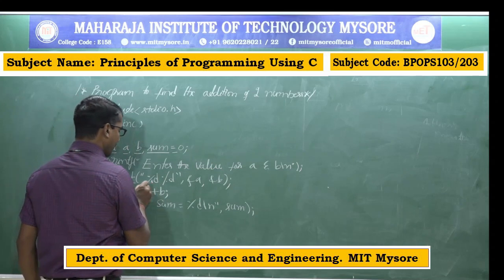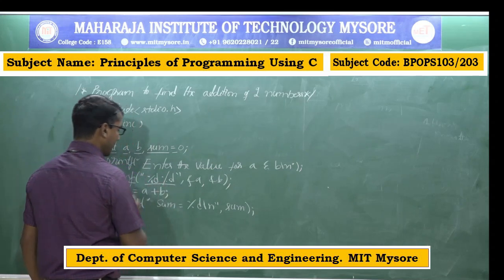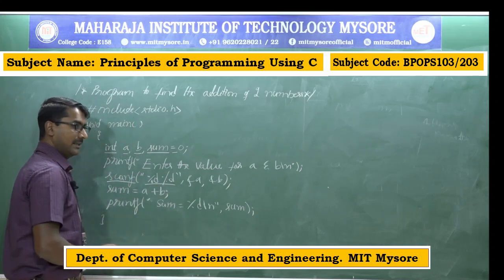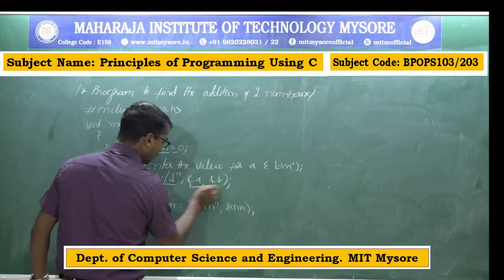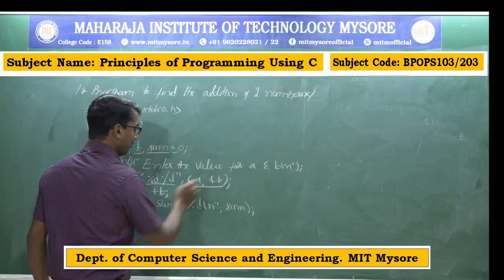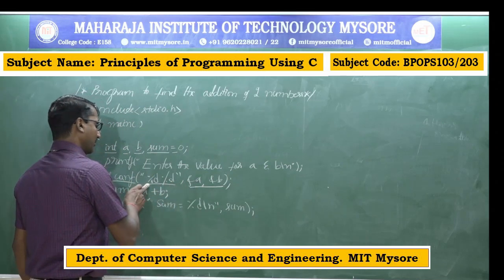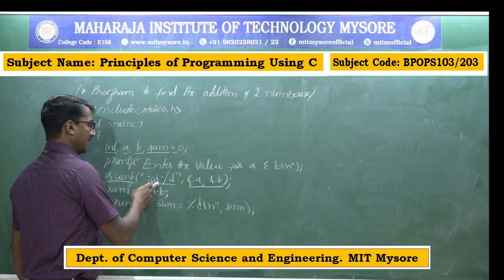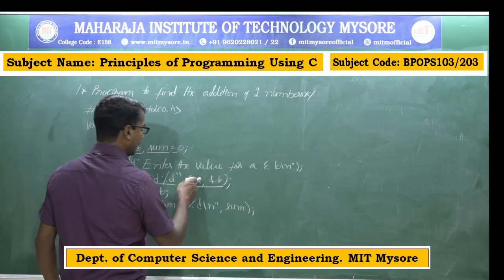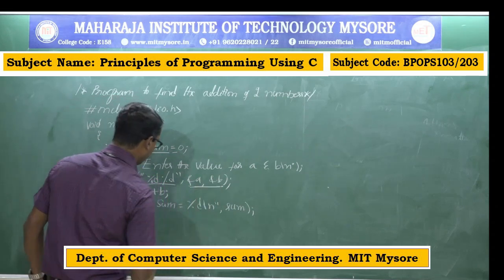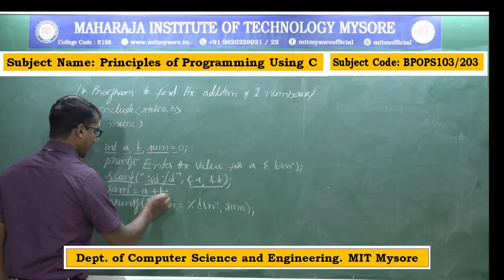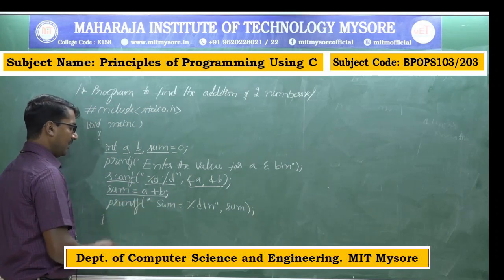So you observe here, we are using two %d, because we are reading values for two variables A and B. Two variables, so it must be two control strings: %d and %d. So address of A, comma, address of B. Later we find the sum is equal to A plus B.